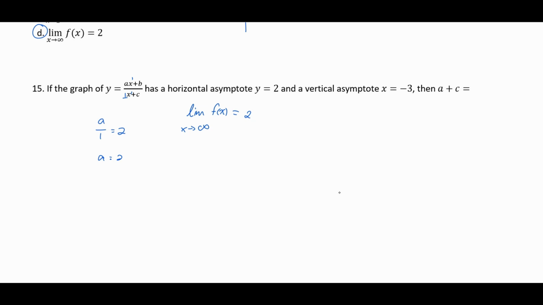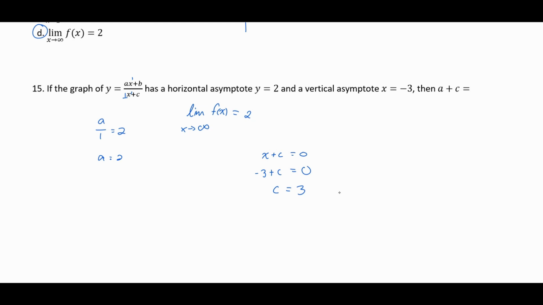And then we also have a vertical asymptote x equal to -3. So we know that x plus c is going to get a 0. That's where we're getting vertical asymptotes. And since we're saying x is equal to -3, we're going to say -3 plus c is equal to 0. Well, we just need to solve for c, so c is going to equal 3.